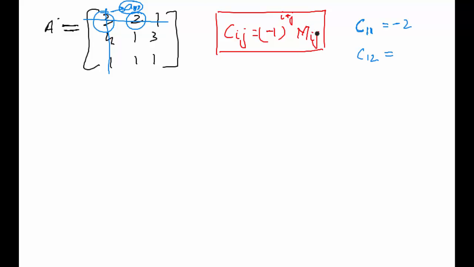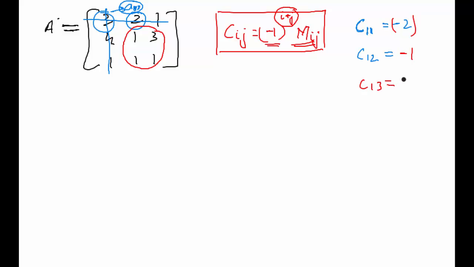Mij is the minor, right, which in case of C11 was this small determinant. But in case of C11 our i plus j value was 1 plus 1, which is equal to 2, which gave us minus 1 to the power 2, which was 1. So that's why we got minus 2 as our result. In case of C12, our result looks like 4 minus 3, which is equal to 1, but that is Mij, which on multiplication with minus 1 will become minus 1. Right. In a similar way, if we proceed, we will get different values.